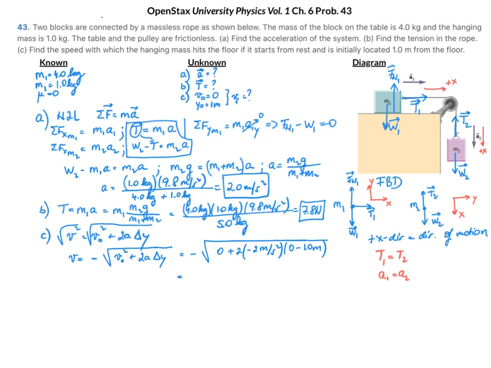So when we plug in the numbers, we end up with negative 2 meters per second. So this is the velocity. This is v final velocity. But we're only looking for the speed. So we want the magnitude of this. So that means that v final, the speed, is simply 2.0 meters per second. And here we have the solution to this problem.